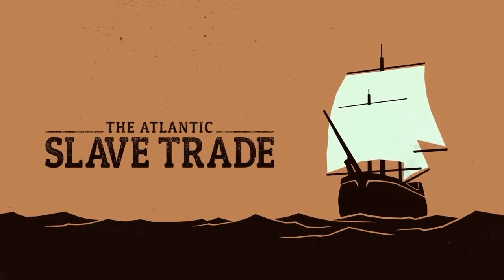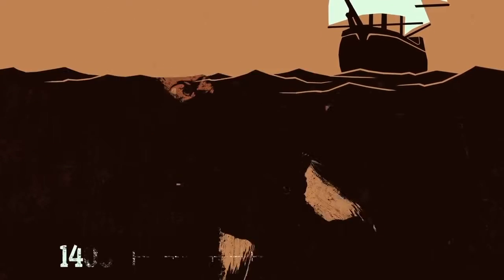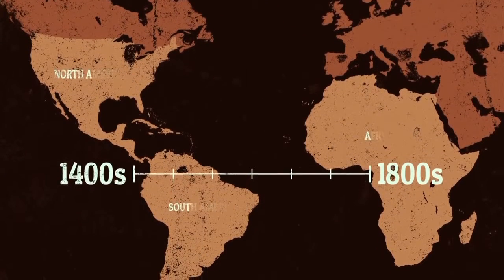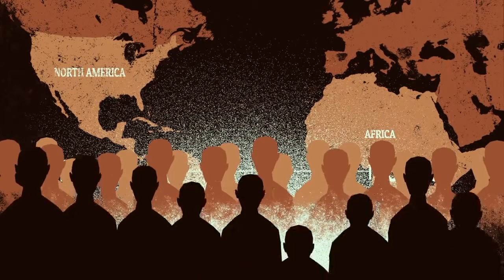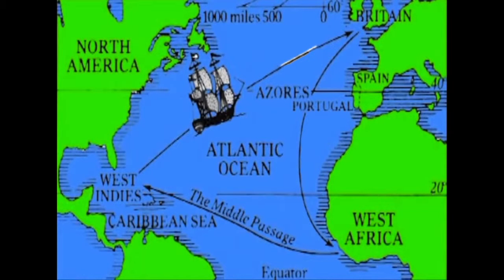The Atlantic slave trade, occurring from the late 15th to the mid-19th century and spanning 3 continents, forcibly brought more than 10 million Africans to the Americas. The map shows that the slave trade formed a triangle in the Atlantic Ocean.